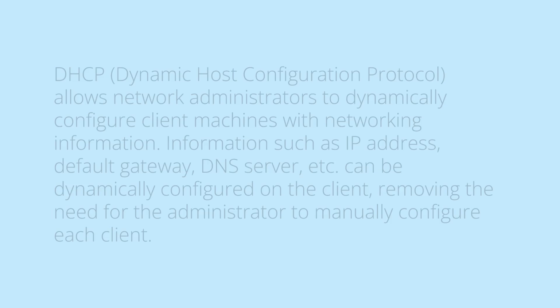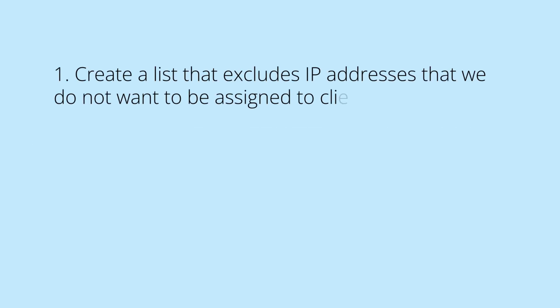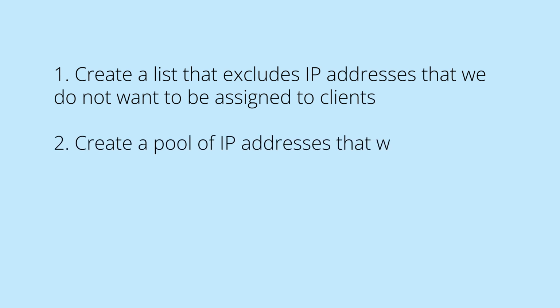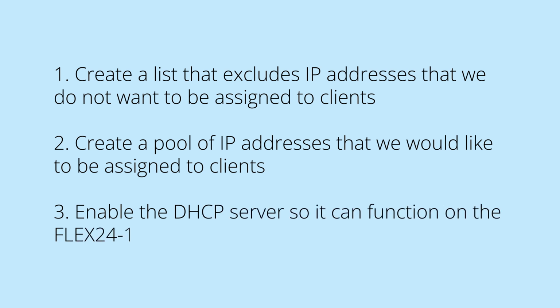In order to change these configuration settings, we will be using a serial console cable plugging directly into the console port of the FLEX24-10G, and I will be using a command line emulator such as PuTTY for the example. In order to properly make these DHCP configurations, we will divide the video into three simple steps. 1. Create a list that excludes IP addresses that we do not want assigned to end users. 2. Create a pool of addresses that we would like to be assigned to end users. And 3. Enable the DHCP server so it can function on the FLEX2410G.